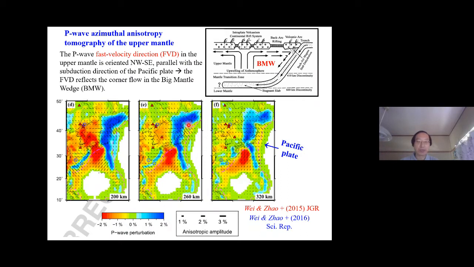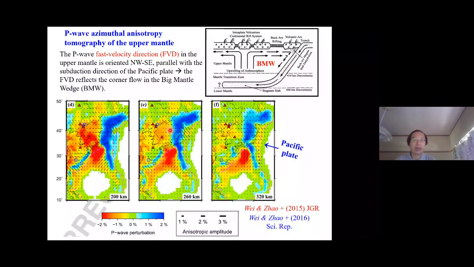Here, the blue zone shows the subducting slab. The faster velocity direction is roughly oriented toward the northwest and southeast. This direction is roughly parallel with the direction of the Pacific plate subduction. So these azimuthal anisotropy faster velocity directions certainly reflect the corner flow in the big mantle wedge, driven by the subduction of the Pacific plate. Our anisotropic tomography clearly provides dynamic information in the big mantle wedge and also in the mantle below the slab.